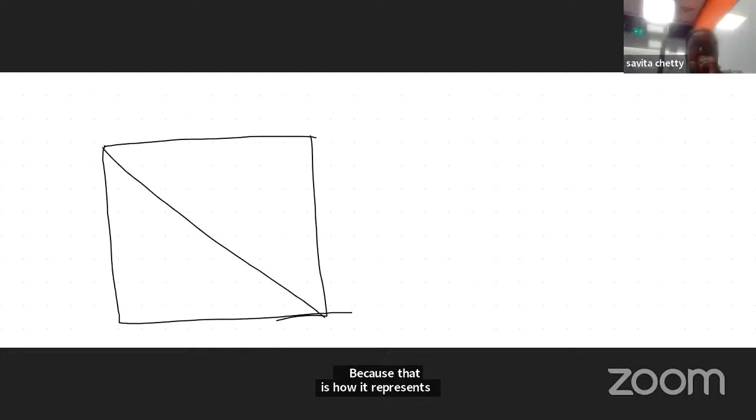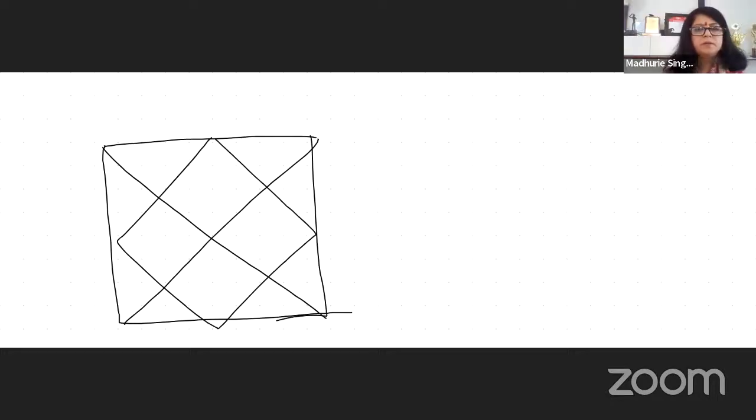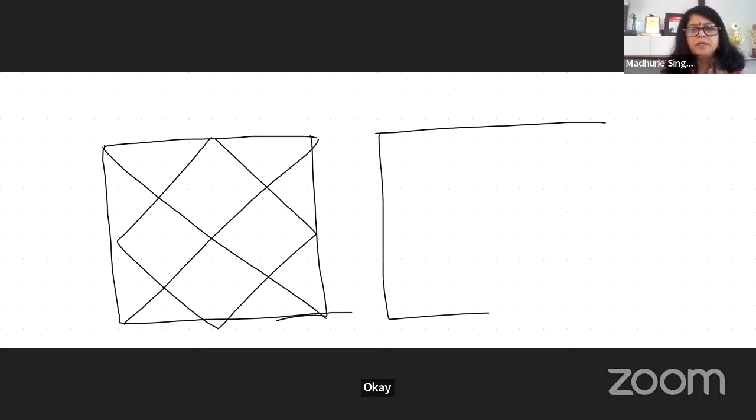So it is very important to know that there are different ways of making a chart, but I personally prefer the North Indian style chart because that is how it represents the motion of earth and sun. Okay. Once you have made this, make another on the side.